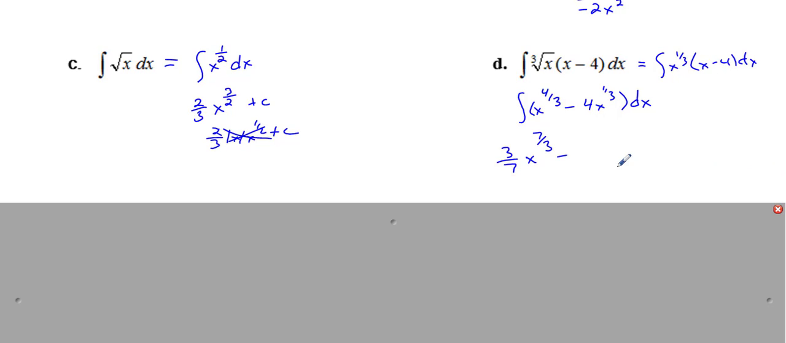Minus. I won't do that yet. x. Leave a little bit of space for your coefficient. Add 1 to 1/3, that gives you 4/3. Multiply by the reciprocal. 4 times 3/4, the 4's cancel, gives you 3. Are we done? Plus c.